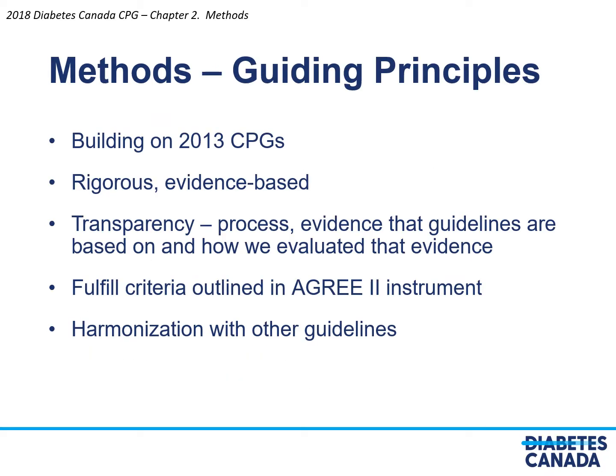The 2018 chapter for Methods is really built on the 2013 Clinical Practice Guidelines and some overarching guiding principles. We sought to create the 2018 guidelines to be rigorous and evidence-based. We also wanted to ensure transparency in the process of finding evidence, the evidence on which the guidelines are based, and how we evaluated that evidence. We also sought to fulfill the criteria outlined in the AGREE II instrument, as well as harmonizing with other guidelines.